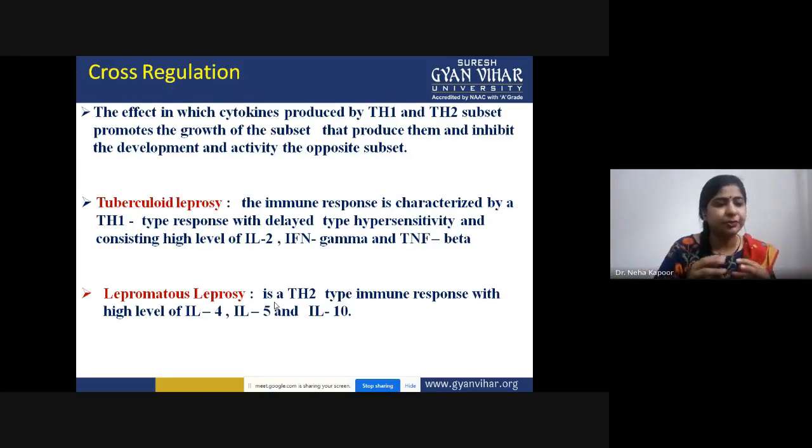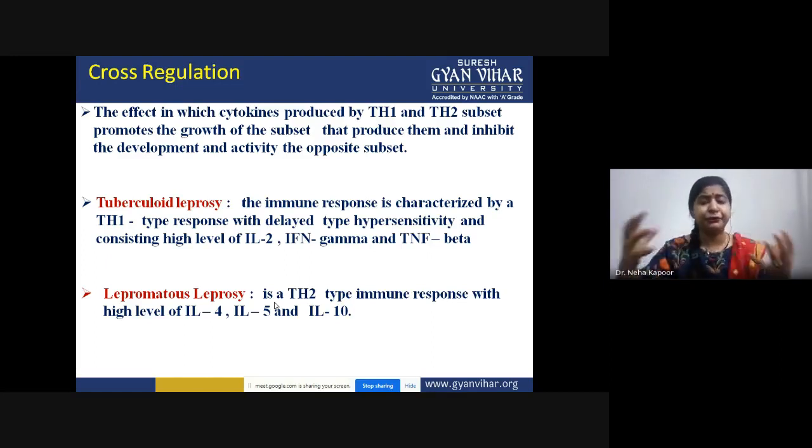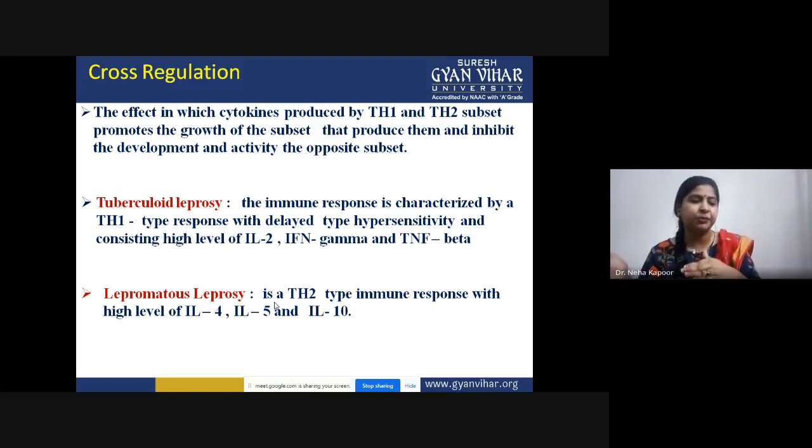Now there is a cross-regulation mechanism that is also mediated by cytokines. The cytokines produced by T helper 1 and T helper 2 subsets sometimes promote the growth of the subset that produces them, and sometimes they inhibit them. This has been observed in certain cases. For example, in tuberculoid leprosy, the immune response is characterized by a T helper 1 type response with DTH, that is delayed type hypersensitivity, and with high levels of interleukin 2, interferon gamma, and tumor necrosis factor beta. However, in lepromatous leprosy, a T helper 2 type immune response is mounted with very high levels of interleukin 4, 5, and 10.